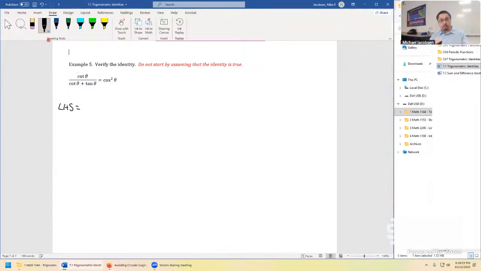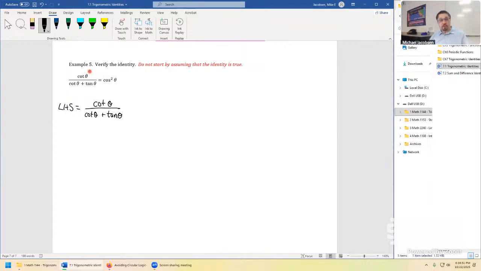I usually pick the more complicated side oftentimes because you can reduce something a lot easier often than it is to take something that's pretty simple and make it convoluted and complicated like the opposite side. I don't see how to make cosine squared into this, but surely we can find a way to simplify this. So let's copy down cotangent theta divided by cotangent theta plus tangent theta.